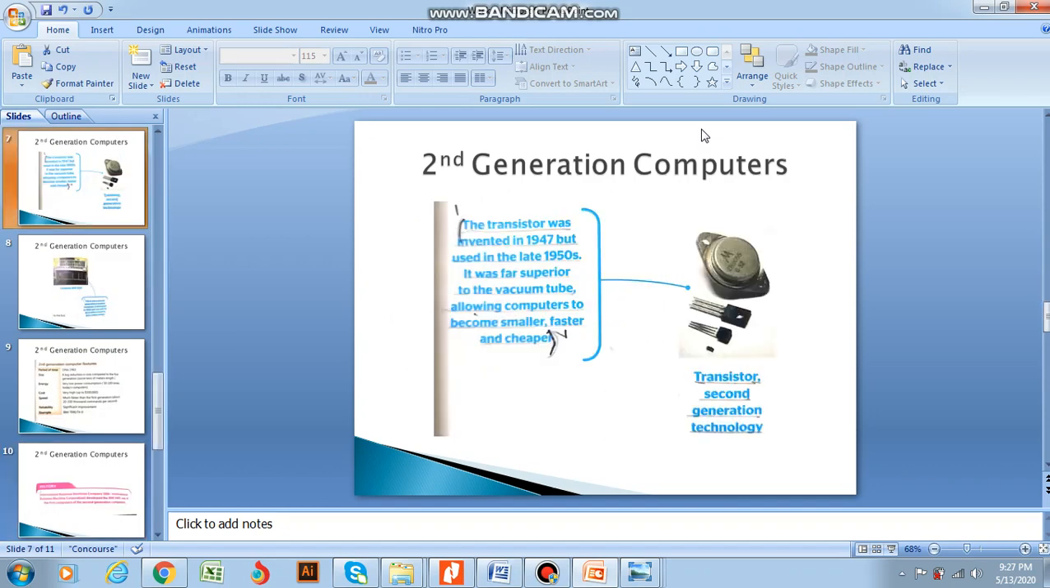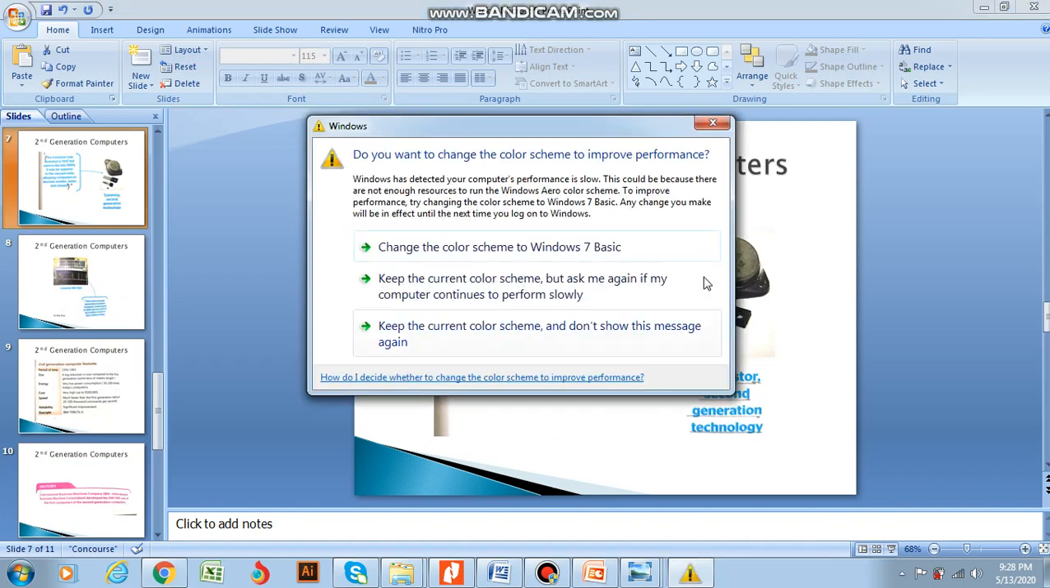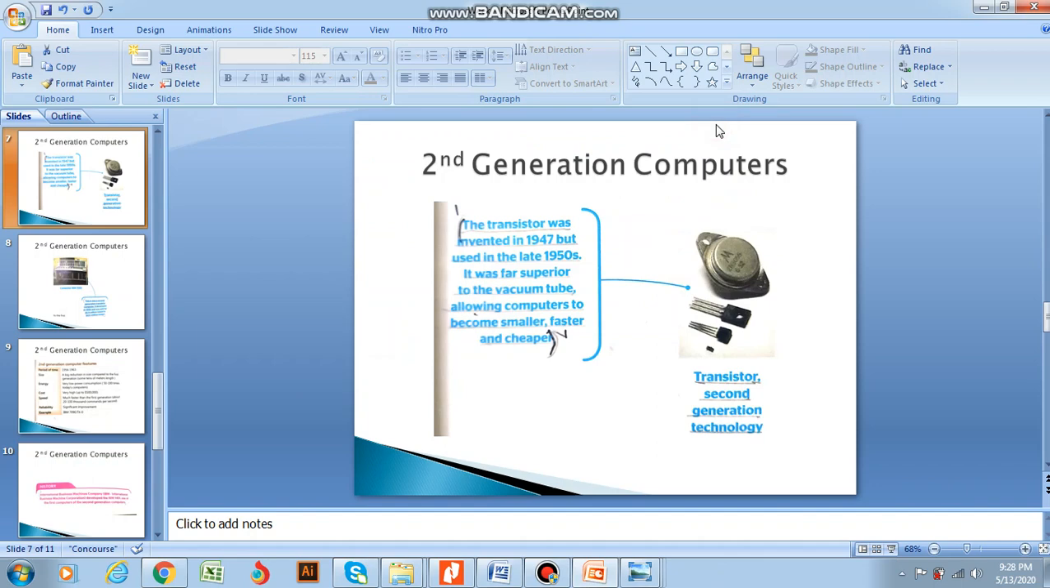As you can see that these are the transistors. This is the image of a transistor. A transistor was invented in 1947 but used in the late 1950s. It was far superior to the vacuum tube, allowing computers to become smaller, faster, and cheaper. You can compare the size of the vacuum tubes and transistors. In first generation computers, thousands of vacuum tubes were used, while transistors, as you can see, are quite small in size, and they were used in second generation computers instead of vacuum tubes.